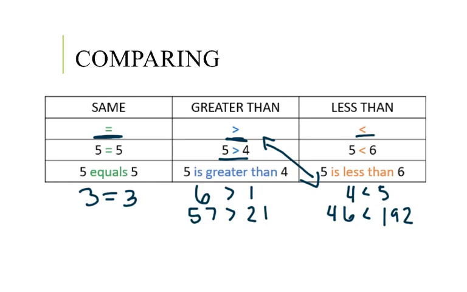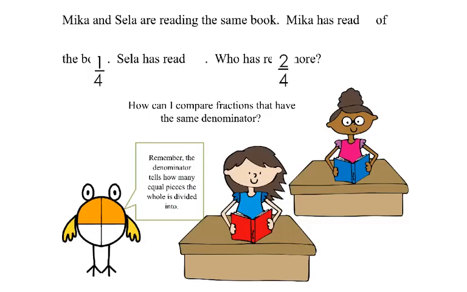All right, guys. Now that you have a little bit more of an understanding, let's move to comparing fractions. So Makai and Sela are reading the same book. Makai has read 1/4 of the book. And Sela has read 2/4 of the book. Who has read more? Okay, so we need to start thinking about it.